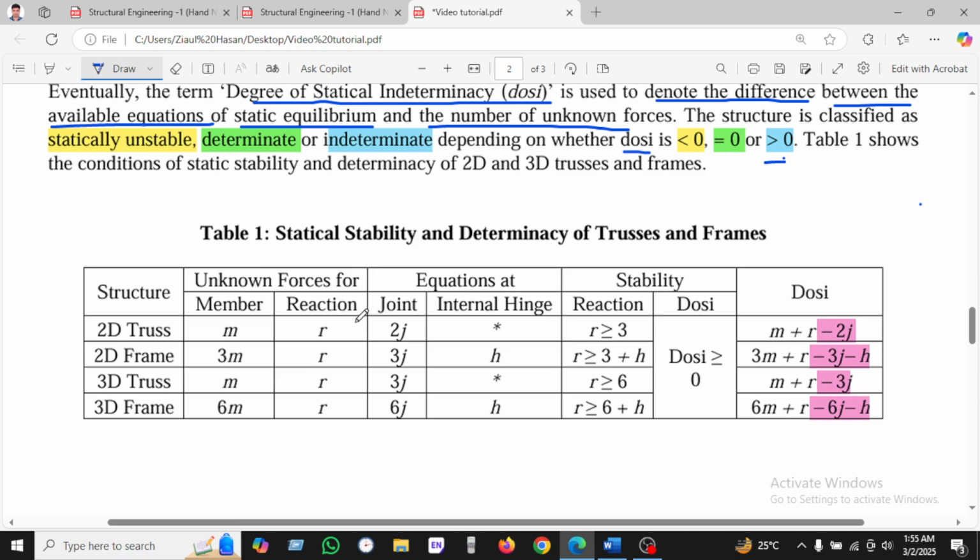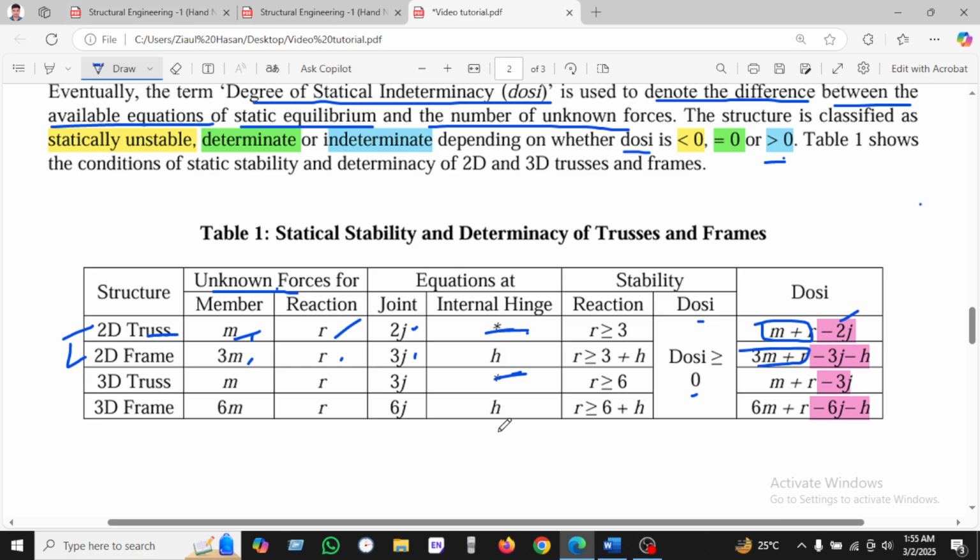We can see here the unknown forces for 2D truss and 2D frame. The number of unknown members is given as m and 3m, and reactions r, and joints 2j and 3j, and internal hinge is not given here. As we know, the truss has no internal hinge, and reaction will be seen here, and DOSI will be greater than 0, and we can calculate DOSI stability. We can see this is the equation, and this is the forces, and this is the equation. This is the forces, and another is the equation.